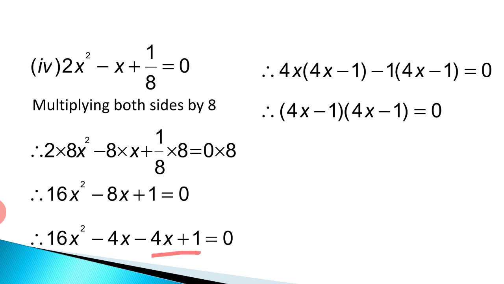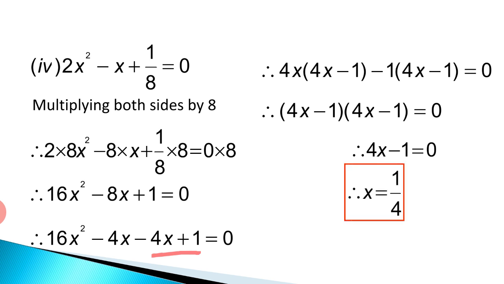Now, as there are two same factors, we will just find out for one factor only, that is 4x minus 1 is equal to 0. So 4x is equal to 1 and x is equal to 1 by 4. So now here only one value you have obtained. What is the meaning of that? That means both the roots are same. Is it okay? So the quadratic equation has only one root. Meaning what? Both the roots are same. It is a perfect square.